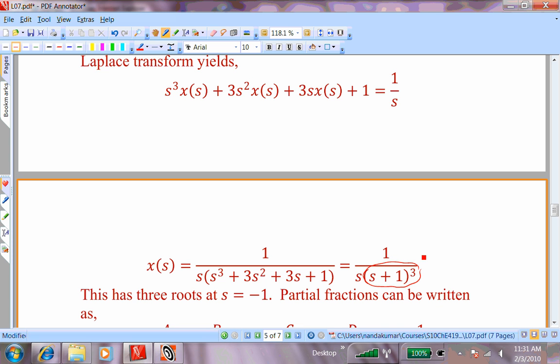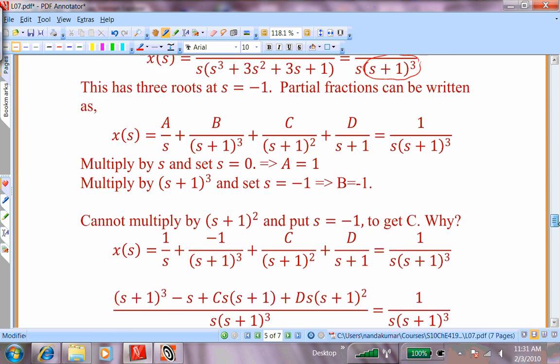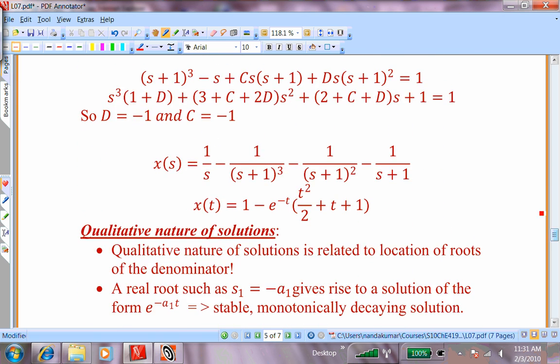We will talk about the consequence of this in the next class, but I'm going to avoid the algebraic manipulation and doing the partial fractions and getting the solution. I'm going to talk about the nature of the solution in the next class. I'm going to pick up from there. But please go through that example on your own. And please do tell me if I'm going fast. Any questions?